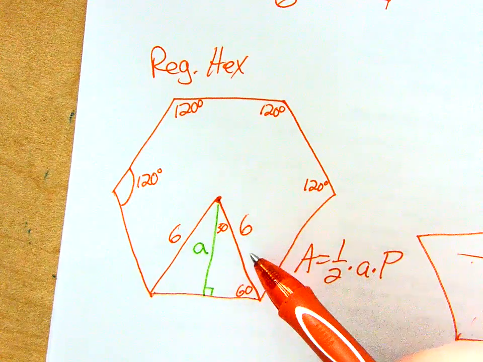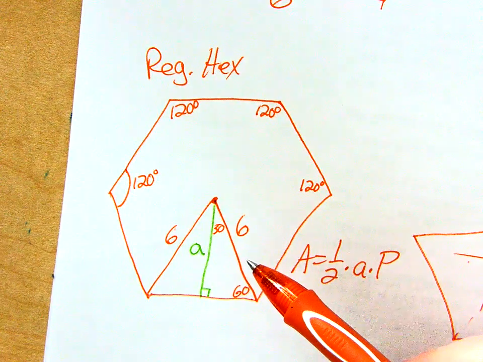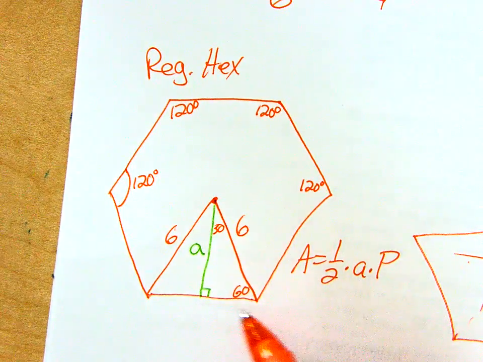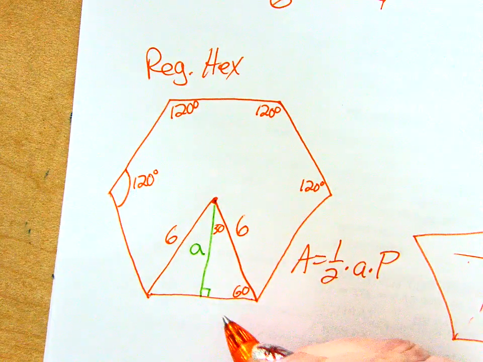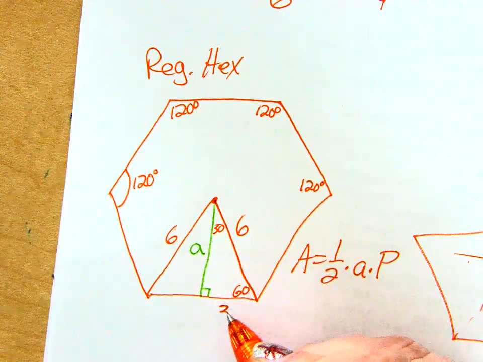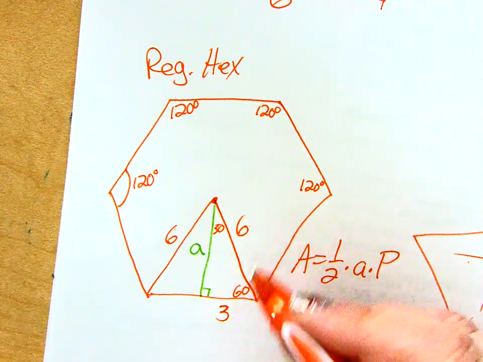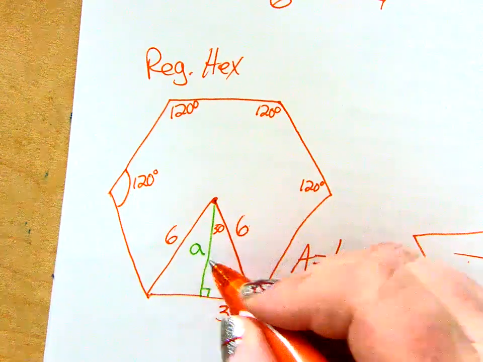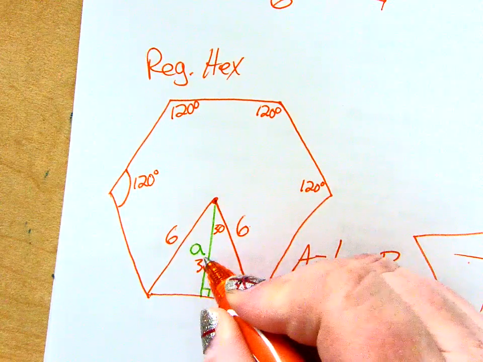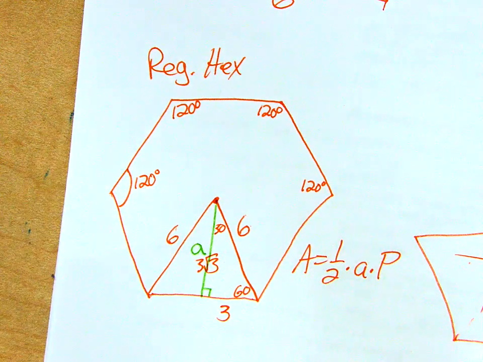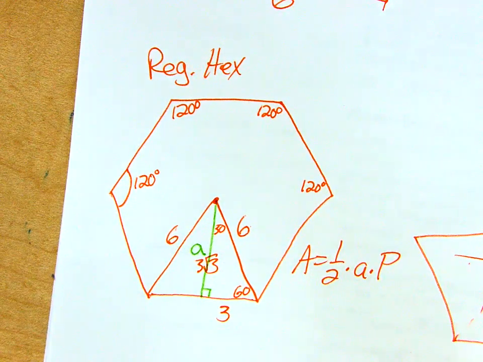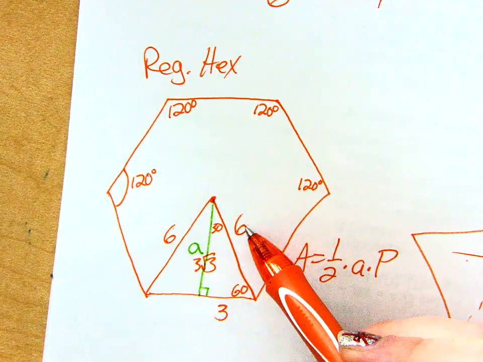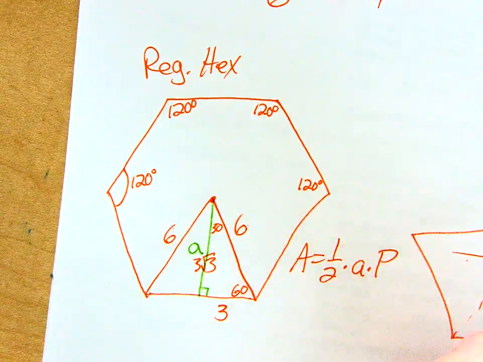If the radius is 6, isn't the radius really the hypotenuse of my triangle? Which means that the short side here would be 3, because it's just half, right? Are you guys with me? So then that means that A would be 3 root 3. Wait, why is it 3? Isn't the short side half the hypotenuse in a 30, 60, 90? Yes.